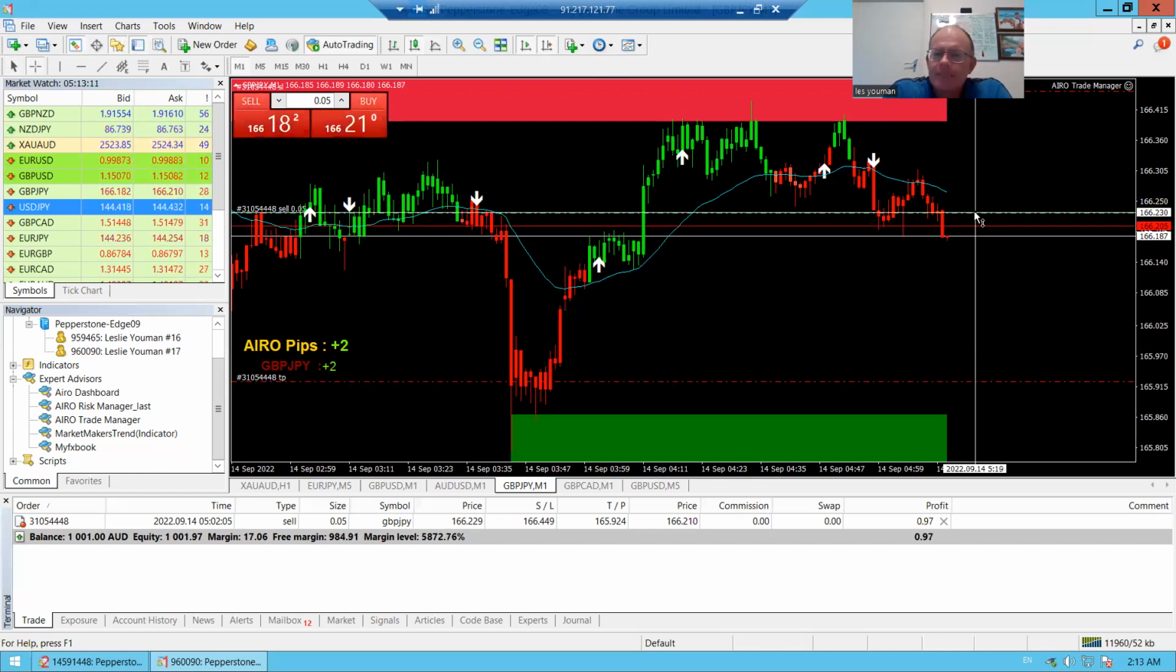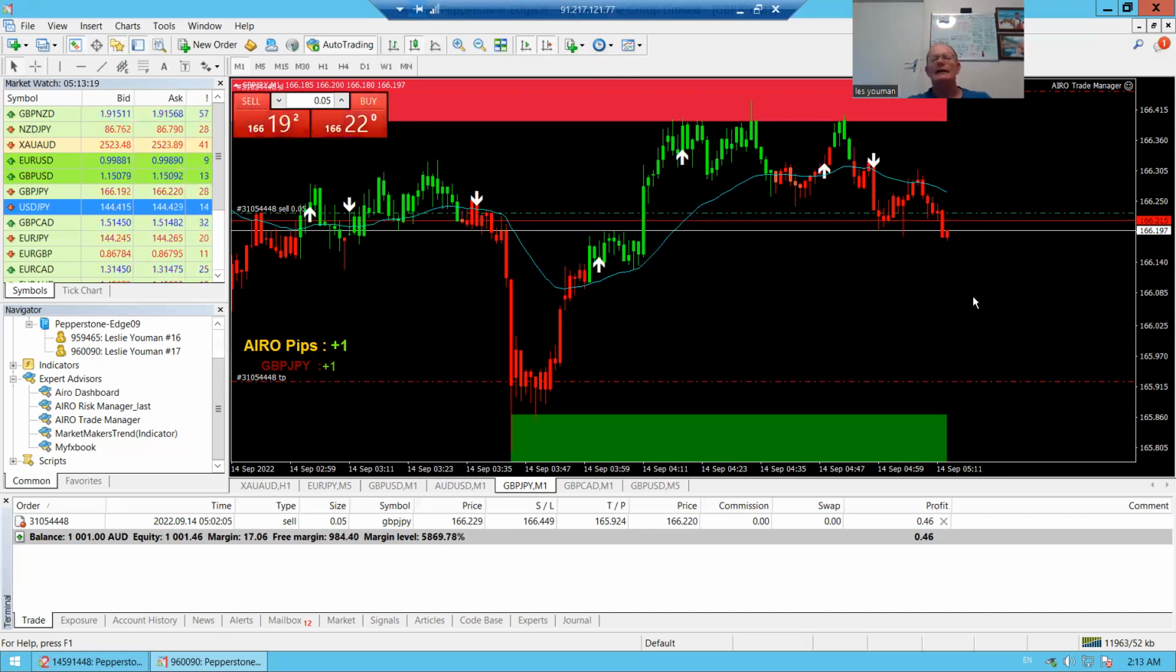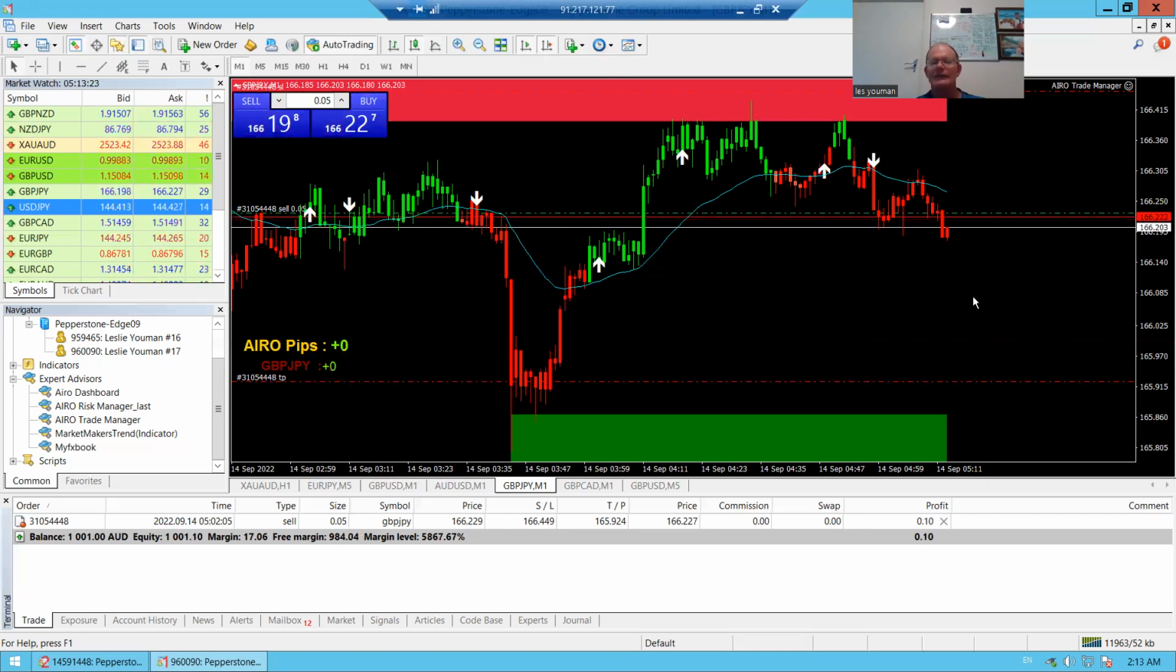Just going to measure. Okay, so that's 150 pips where my cursor is. That's where the market needs to get to, and then my first profit lock will kick in. And then it's a no risk trade.